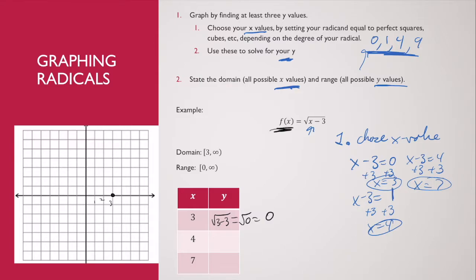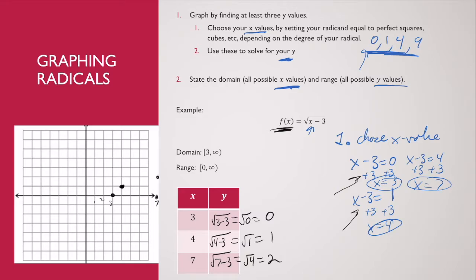Next I have when x is 4, so I've got the square root of 4 minus 3. That's the square root of 1, which is 1, right? Kind of see what's happening here with what we set them equal to. So when x is 4, y is 1. And then I have when x is 7, I've got 7 minus 3. That's the square root of 4, which is 2. So when x is 7, y is 2.